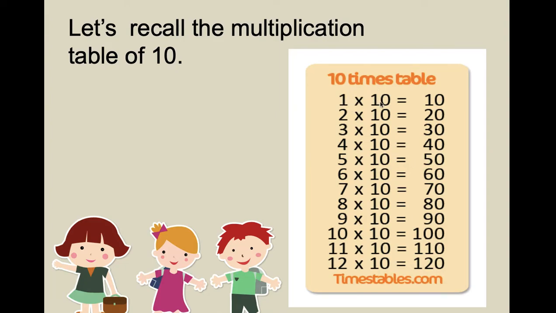Okay. 1 times 10 equals 10. 2 times 10 equals 20. 3 times 10 equals 30. 4 times 10 equals 40. 5 times 10 equals 50. 6 times 10 equals 60. 7 times 10 equals 70. 8 times 10 equals 80. 9 times 10 equals 90. 10 times 10 equals 100. 11 times 10 equals 110 and 12 times 10 equals 120. Okay, I want you to just practice this table.